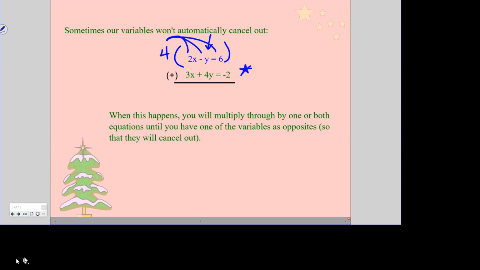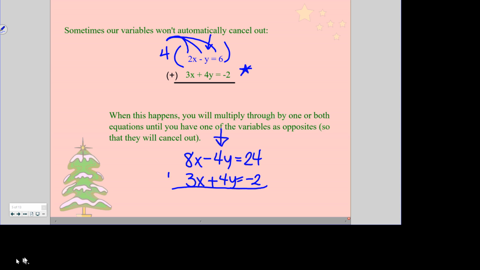So that would turn it into an 8x minus 4y equals 24. And I didn't multiply the bottom equation through by anything, so I would just bring it down as it's given. Notice that now that we've done this, our y's all have opposite signs. So one's negative and one's positive, and they both have a 4 in front of them.